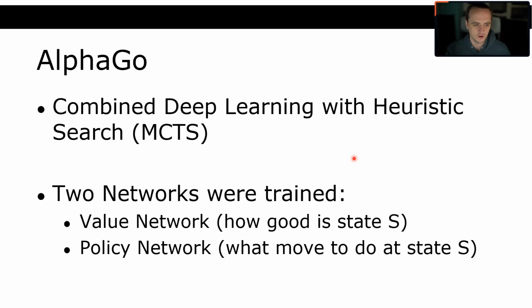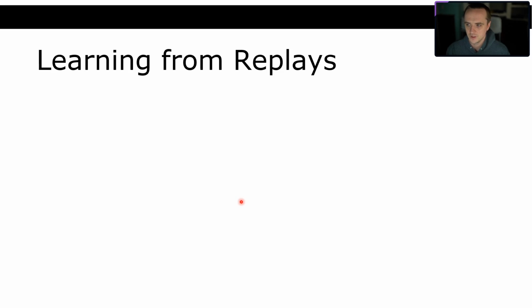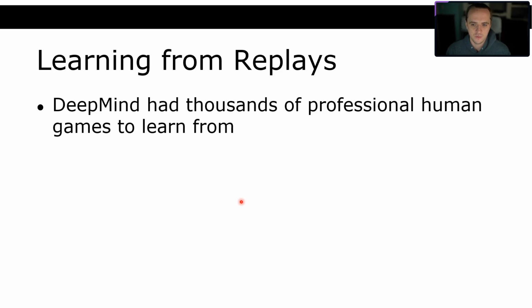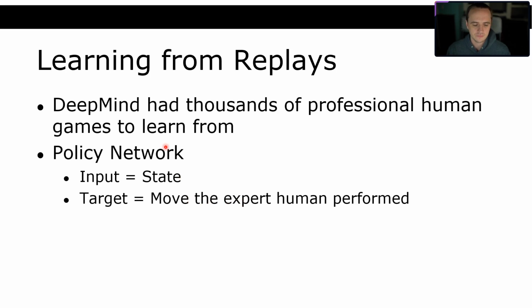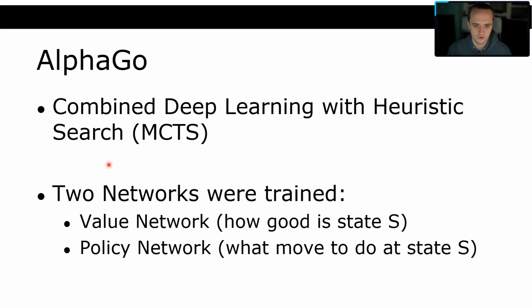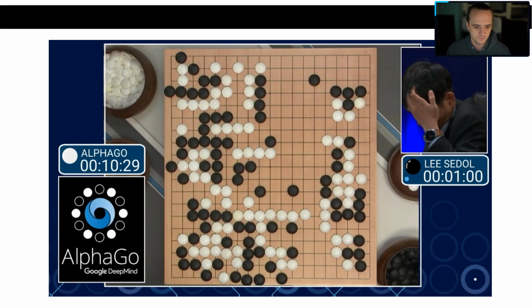So two networks were trained: a value network, which says how good the state is, and a policy network, which says what move to do at a state. It had tens of thousands of human professional games to learn from. In the policy network, the input to the neural net was the state.